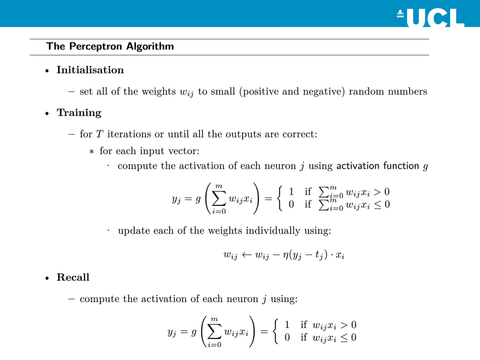If you do this for a couple of iterations, your neural network will converge if it's a linear separable problem. How do you use the neural network for recall? Recall is quite simple. For each neuron, you just pass the output of your weighted sum through the activation function, and that is your prediction.